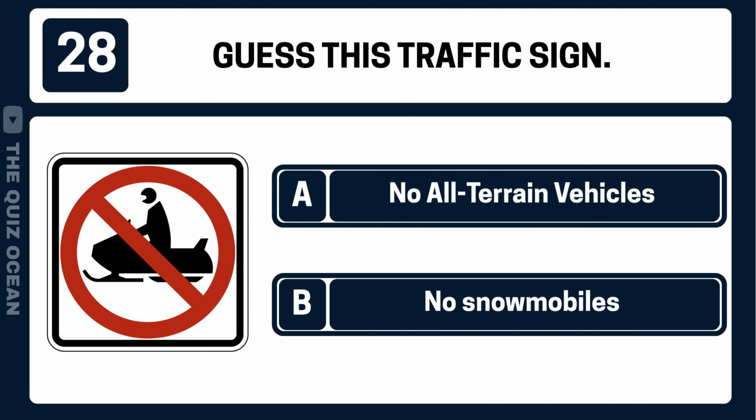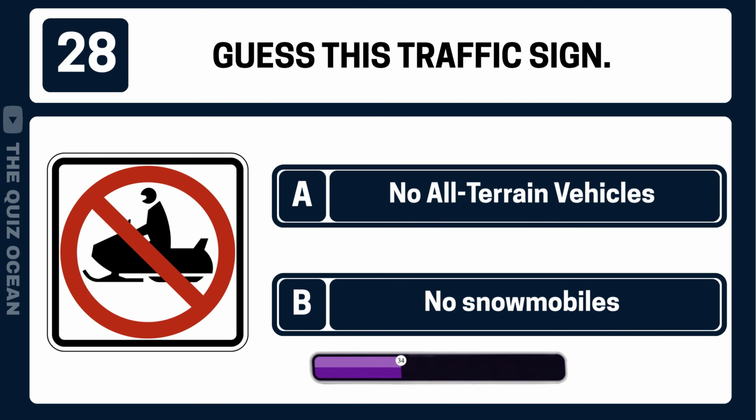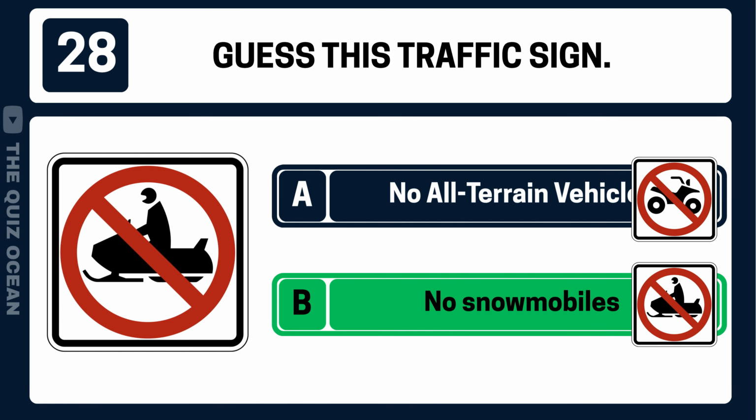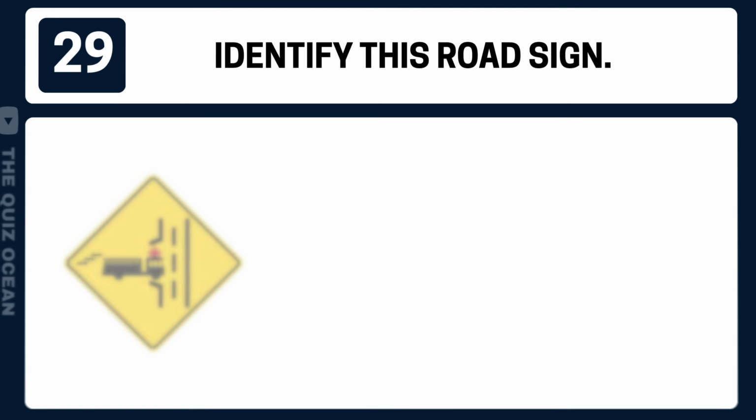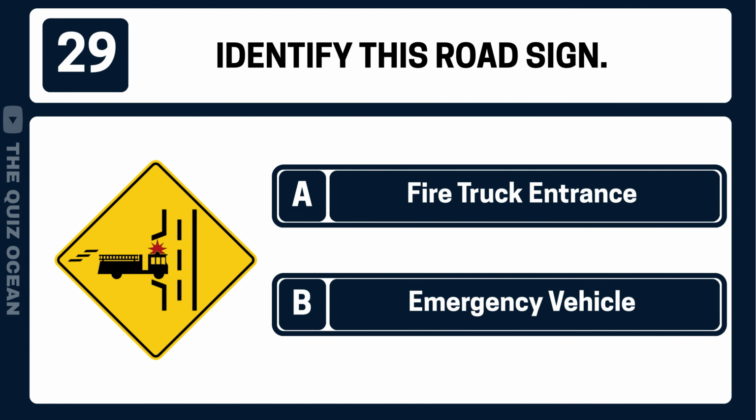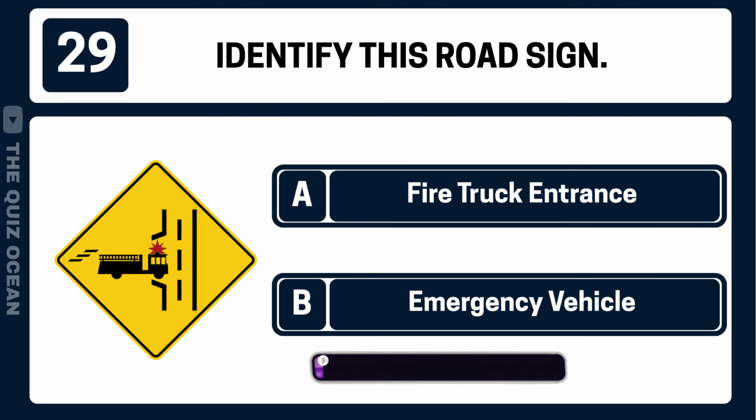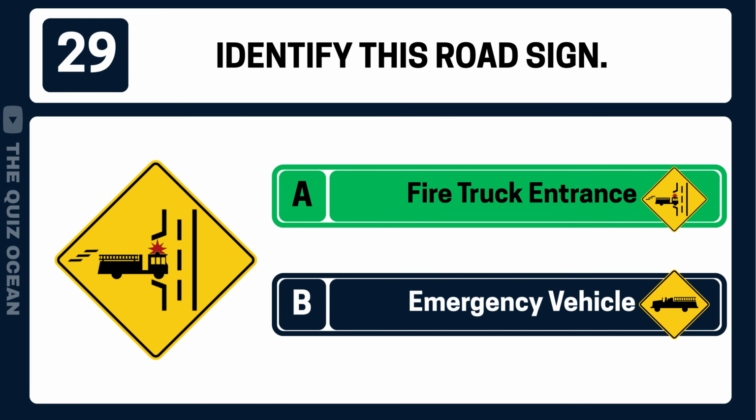Guess this traffic sign. A. No all-terrain vehicles. B. No snowmobiles. Correct. It is the no snowmobile sign. Identify this traffic sign. A. Fire truck entrance. B. Emergency vehicle. Well spotted. It is the fire truck entrance sign.